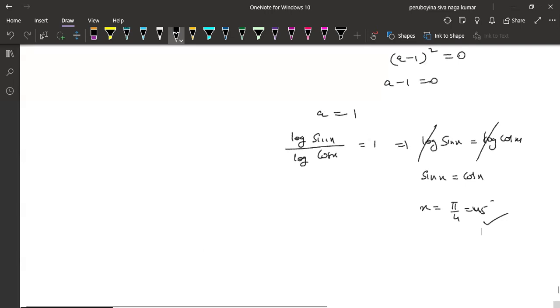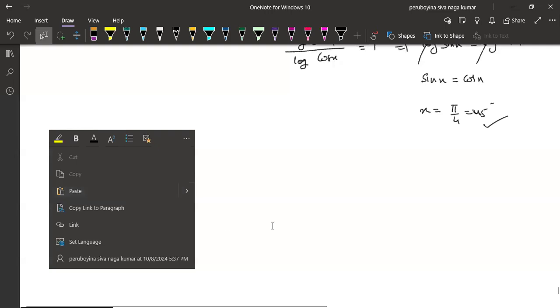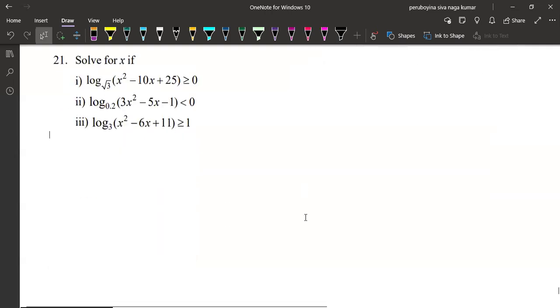And the next problems are all completely inequalities. I will show you how to do one or two problems, and the next problems you can try yourself. And with this class, we completed the topic of logarithms. And we will get back to the limits concept again.